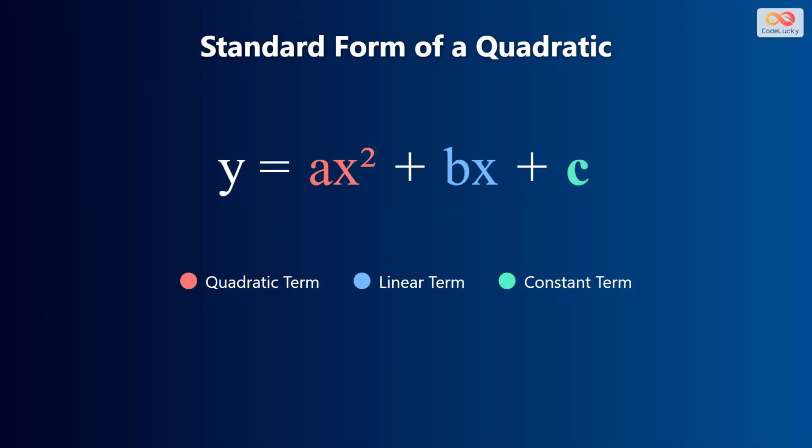Let's look at the standard form of a quadratic equation. It is usually written as y equals ax squared plus bx plus c. We have three terms here: the quadratic term with x squared, the linear term with x, and the constant term, c, which has no x attached to it.